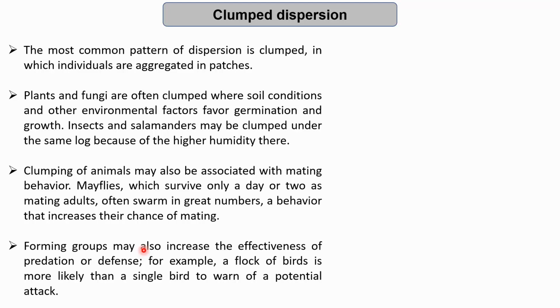On the other hand, a pack of wolves may remain in clumps to increase the effectiveness of predation. So forming groups may increase the effectiveness of predation or defense. These are some of the reasons why most of the population favors clumped dispersion, and it is the most common pattern, in which individuals aggregate in patches.